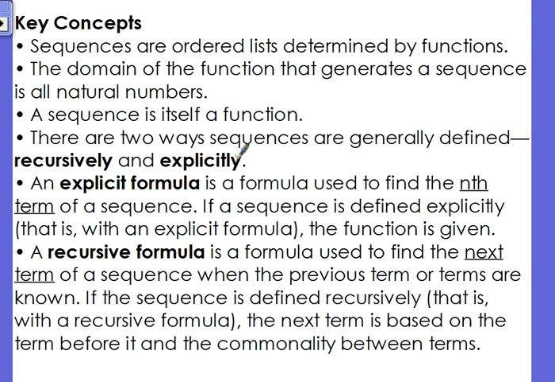Some key concepts that we're going to talk about. When we talk about sequences, we can talk about an explicit formula and a recursive formula. The explicit formula is helpful because I can find a specific term in my sequence. So if I'm looking for the 9th term, all I have to do is plug in 9 into the explicit formula and it'll give me my answer. The recursive formula is used to only find the next term in a sequence. So if I want to find the 9th term, I have to know the 8th term in order to do that.